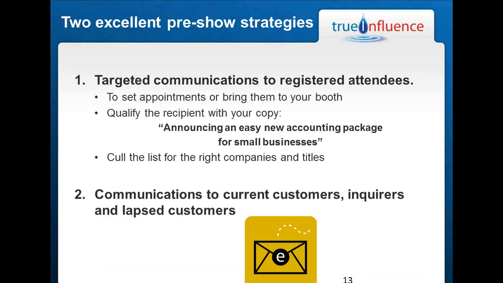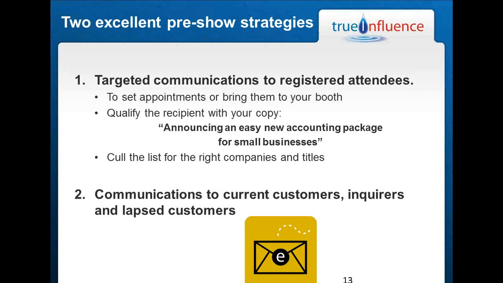So when you are planning your pre-show promotions, assuming that I've persuaded you that this is a good idea, there are two ways that you can go about it. One is by borrowing the list of the pre-registered attendees from the show organizer. If you are paying to exhibit or sponsor, it's very likely that the show organizer will provide you with that file. So I suggest that you send them an email or a letter and invite them to come by your booth. And better yet, to make an appointment to see a salesperson or a representative.